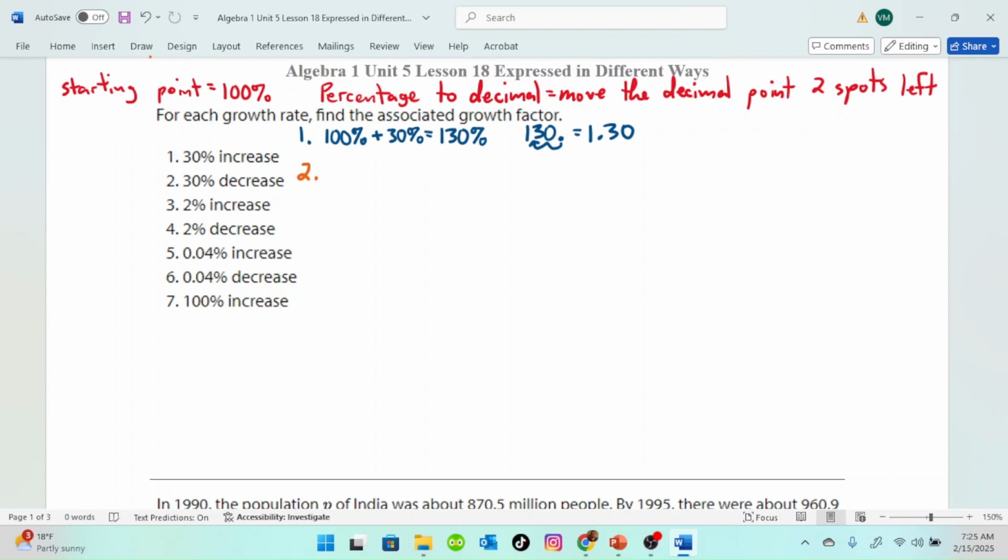Number 2. Now we have a 30% decrease. So we take the original 100%, but this time we subtract 30%. This leaves us with 70%. So now the decimal point would be right here. I need to move that 2 spots to the left and this becomes a growth factor of 0.7.